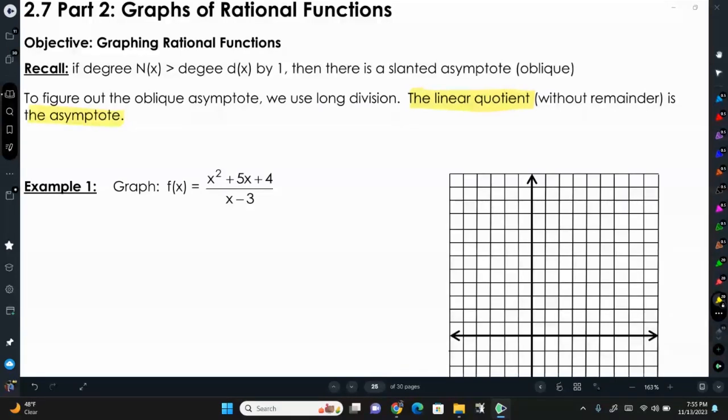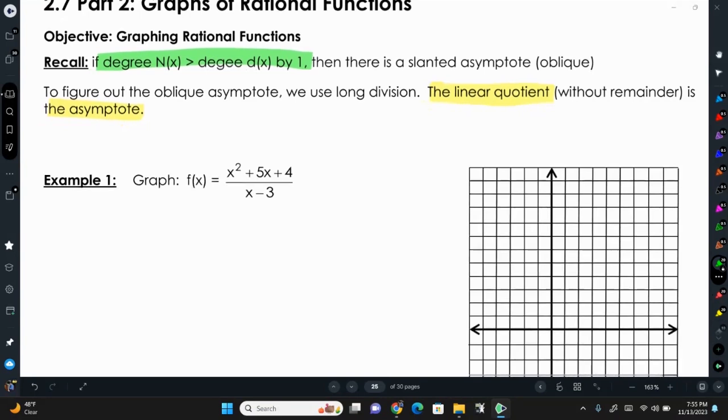Because the degree of the numerator is bigger than the degree of the denominator by 1, remember that's what we have right here, the quotient will always be linear, and we're going to graph that line, and that is our asymptote. So none of these are going to have horizontal asymptotes. These ones will always be slanted ones.